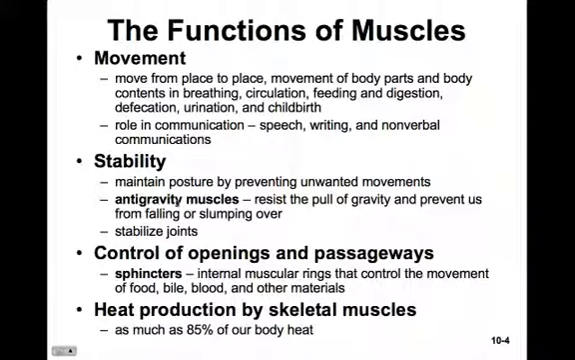There are also sphincters that control the openings of passageways. There are internal muscular rings that surround ducts like the bile duct and blood vessels and the exit to the urinary bladder as well as the rectum. The skeletal muscles also produce a lot of heat. As much as 85% of our body heat is produced by the skeletal muscles.